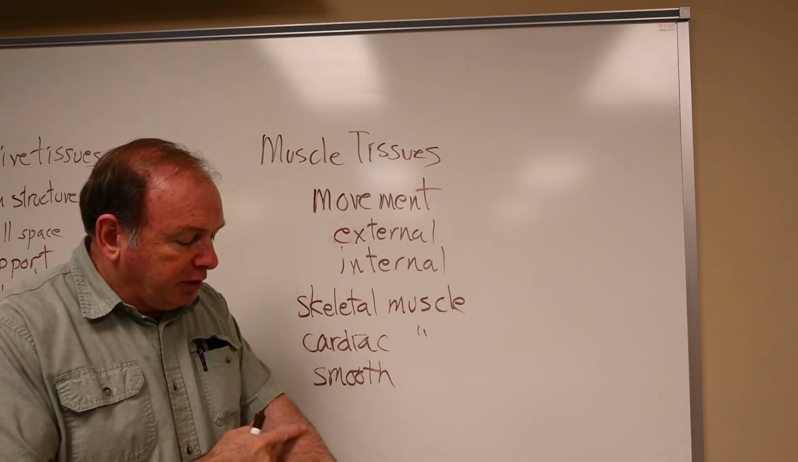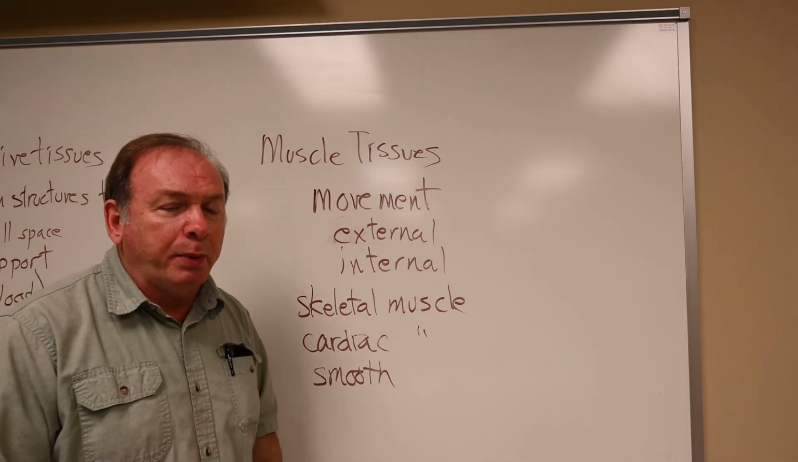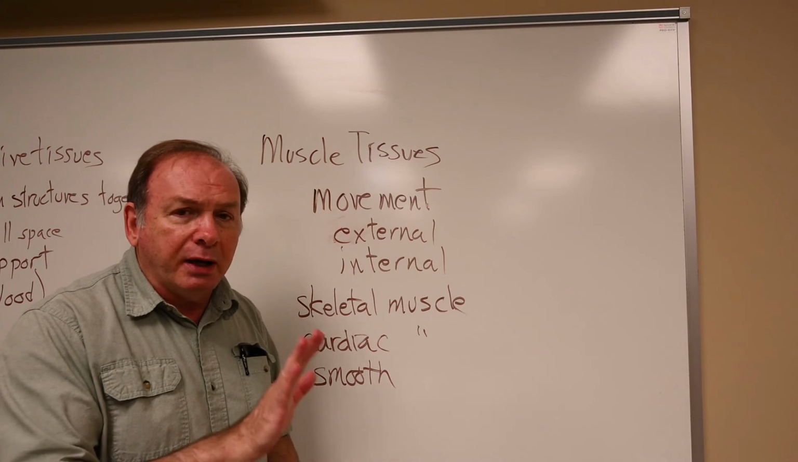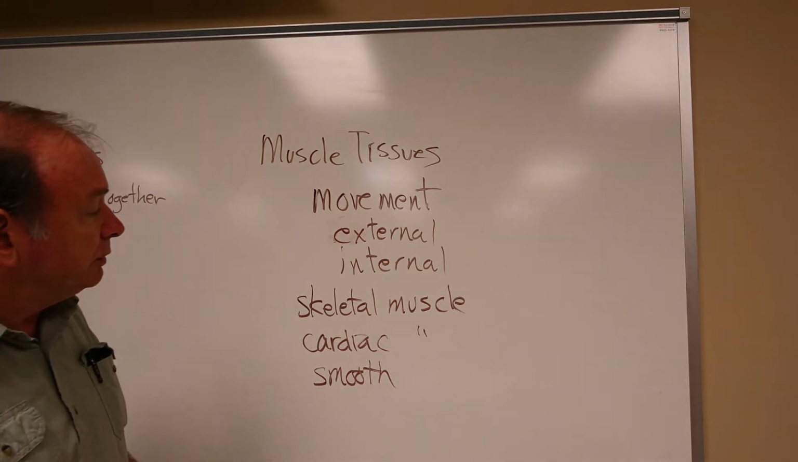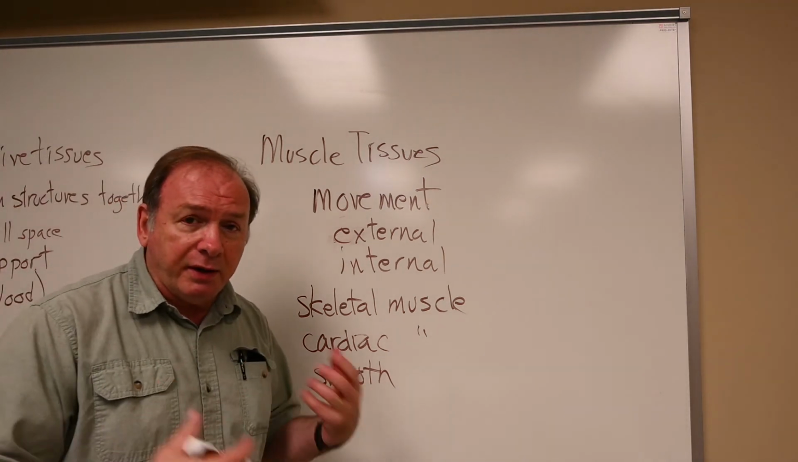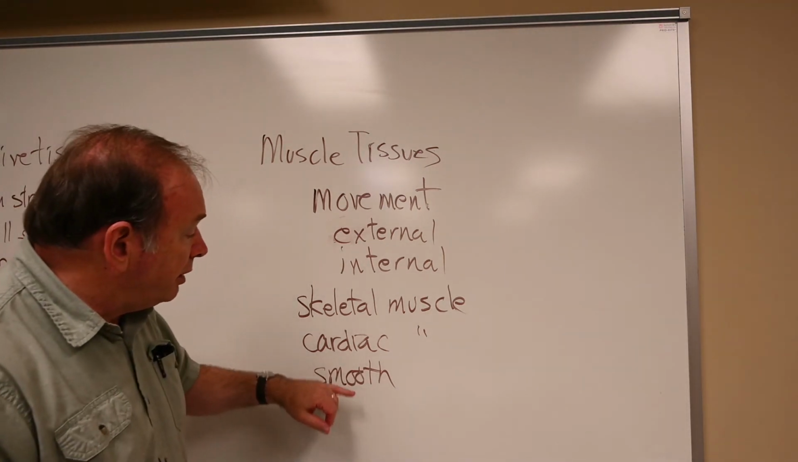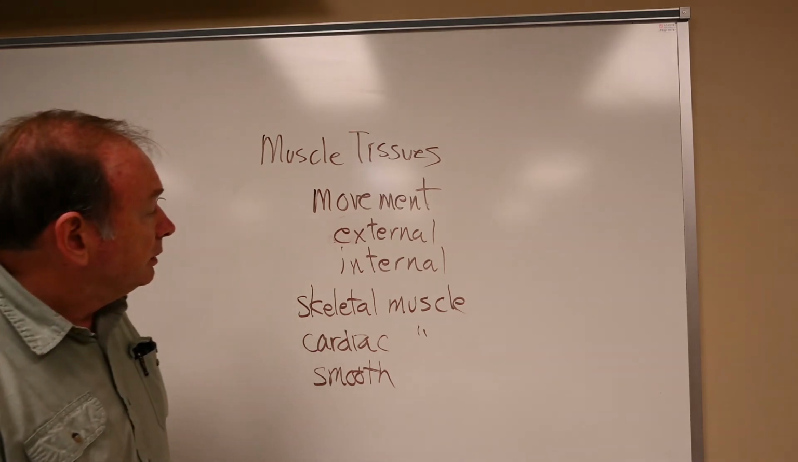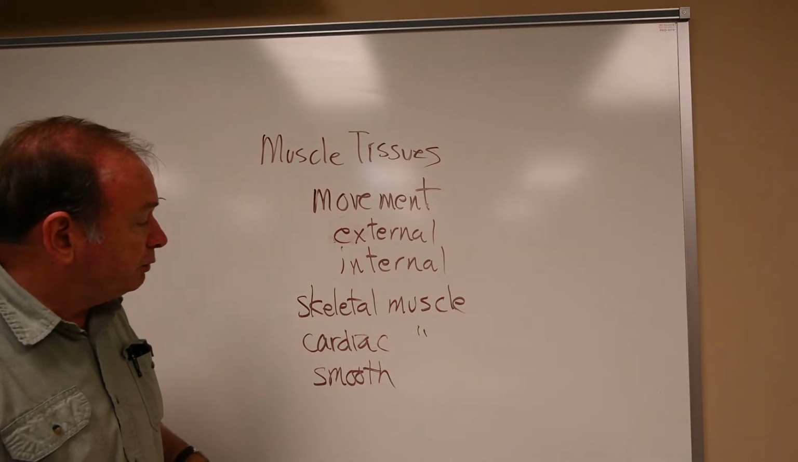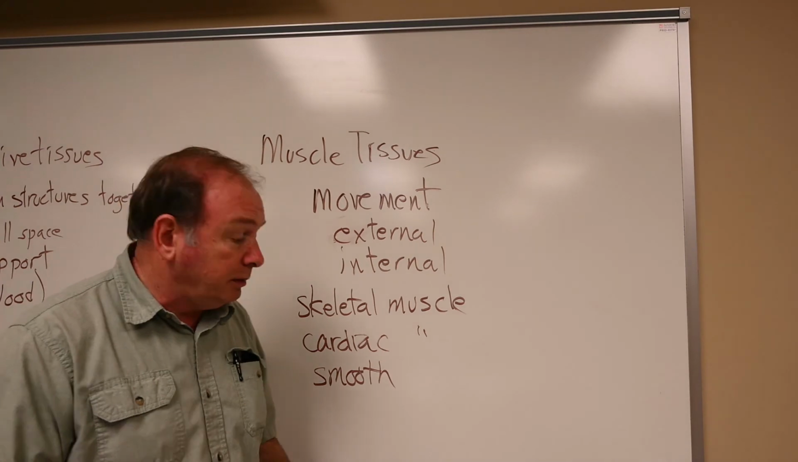And then finally, in your skin, there's what we call arrector pili muscles that cause your hairs to stand on end. Your goosebump muscles in your skin are smooth muscles. None of those are voluntary things. We don't have any voluntary control over those. No voluntary control over our heart muscle either. So skeletal muscle, cardiac muscle, and smooth muscle, we'll look at each of those in detail later on.